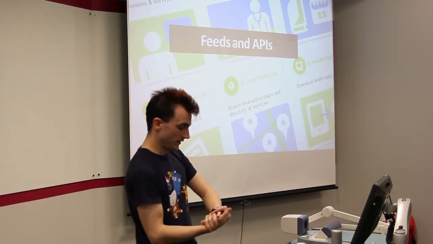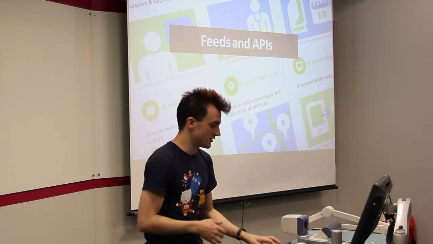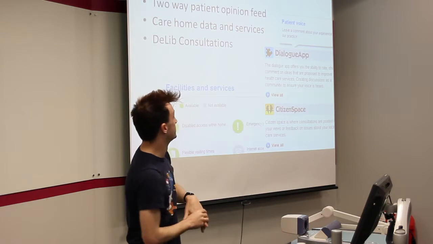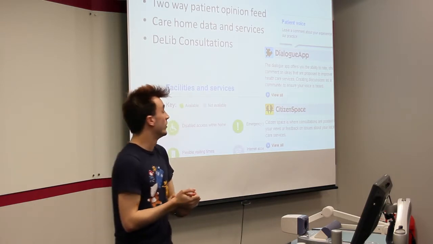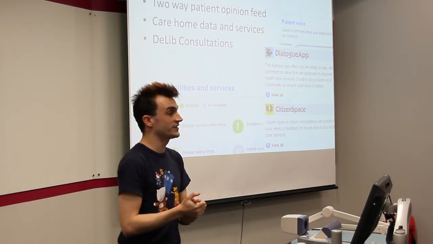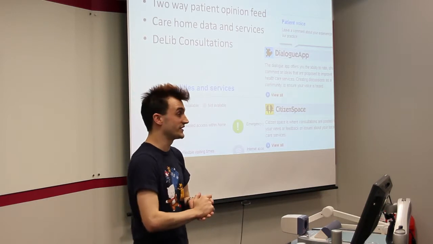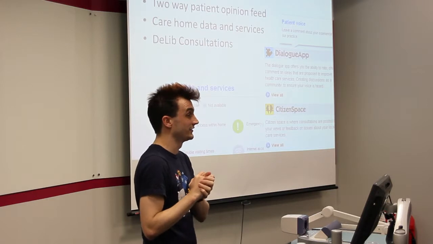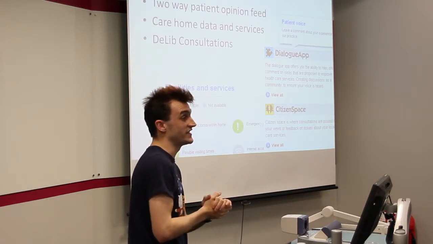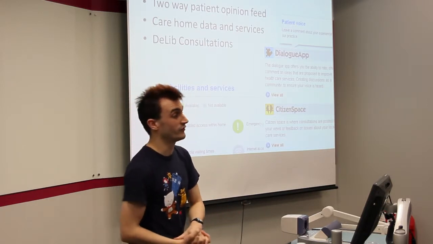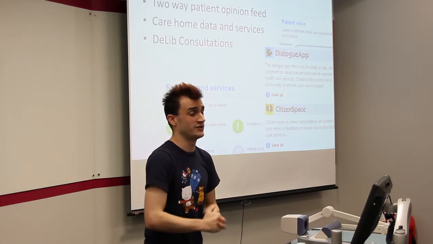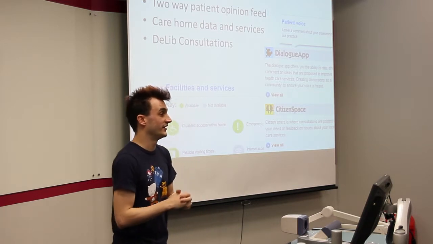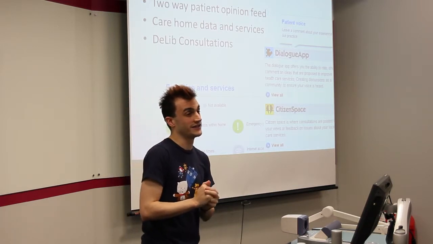Feeds and APIs. We have a few feeds and APIs used within this system. The first and one that went live was a two-way Patient Opinion feed. This was integrated with NHS Choices and it allows users to comment on a particular practice, whatever that may be, rate it as well as how likely you are to recommend it to a friend, and then that would be sent to NHS Choices, go through their moderation system, and we receive that in an API callback and display it on our site.